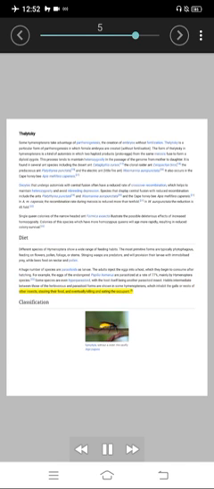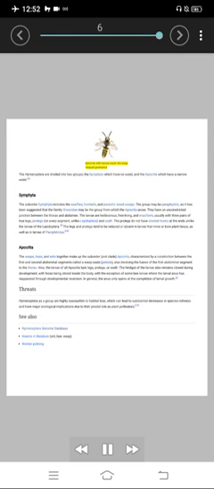Classification. Symphyta, without a waist, the sawfly Arge pagana. Apocrita, with narrow waist, the wasp Vespula germanica. The Hymenoptera are divided into two groups, the Symphyta which have no waist, and the Apocrita which have a narrow waist. Symphyta. The suborder Symphyta includes the sawflies, horntails, and parasitic wood wasps.